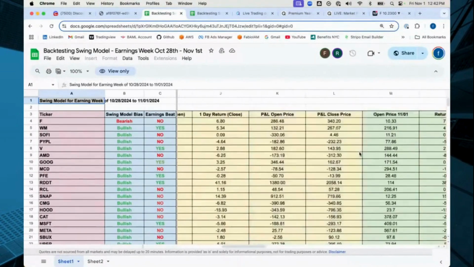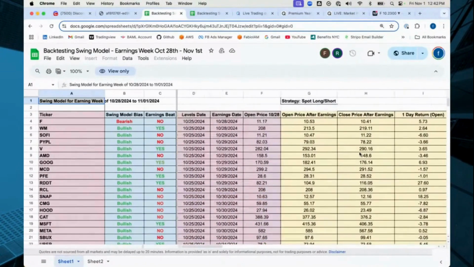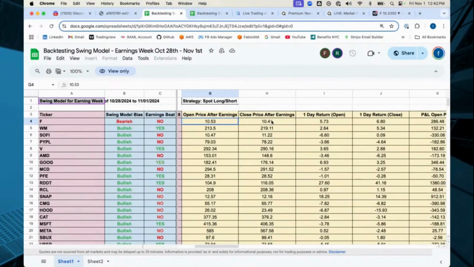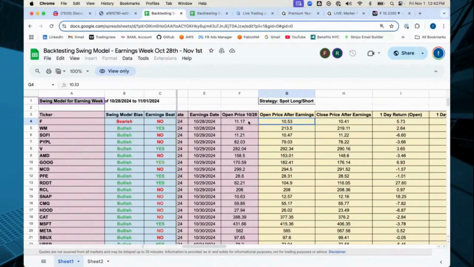And then we looked at different strategies. The first strategy is very simple. Let's look at the bias and let's trade at the open of 10/28. So if we prepare on Friday, in this case, we go short because we have a bearish bias, and we go long when we have a bullish bias. So we trade at the open price. This is the open price from Monday.